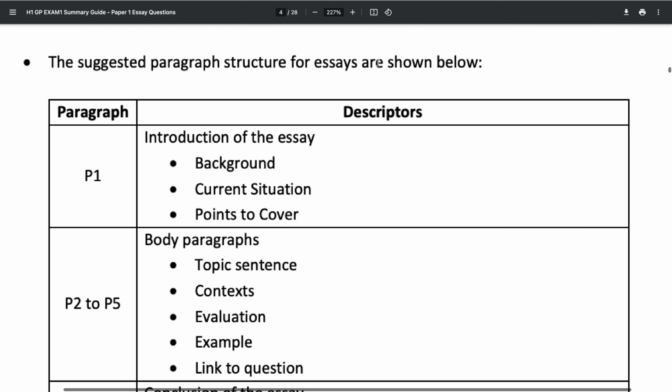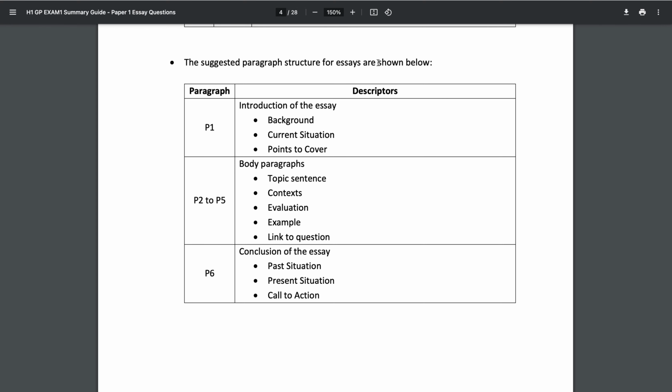So this is the suggested paragraph structure. Paragraph 1, your introduction: background, current situation, points to cover. Very simple, we just keep it at that minimum. Make it interesting. You don't need to give a rhetorical question if you don't want. You don't need to give a story if you don't want. Really up to you. It doesn't really matter as long as you do it with some kind of artistic flow.